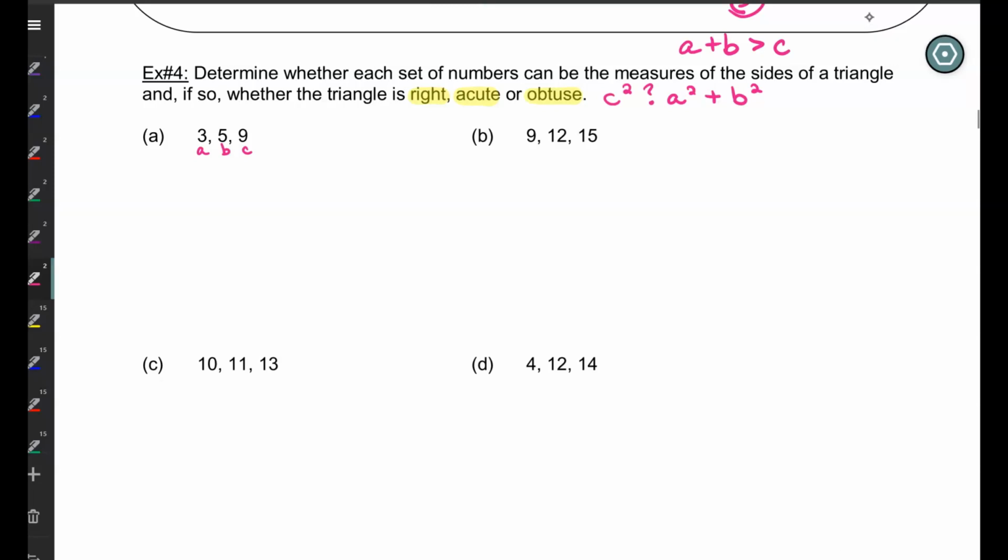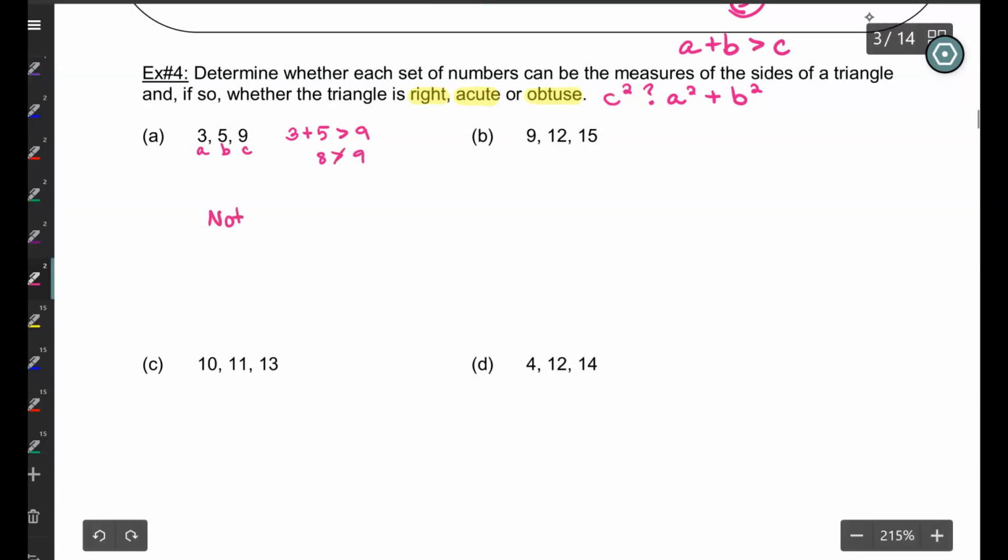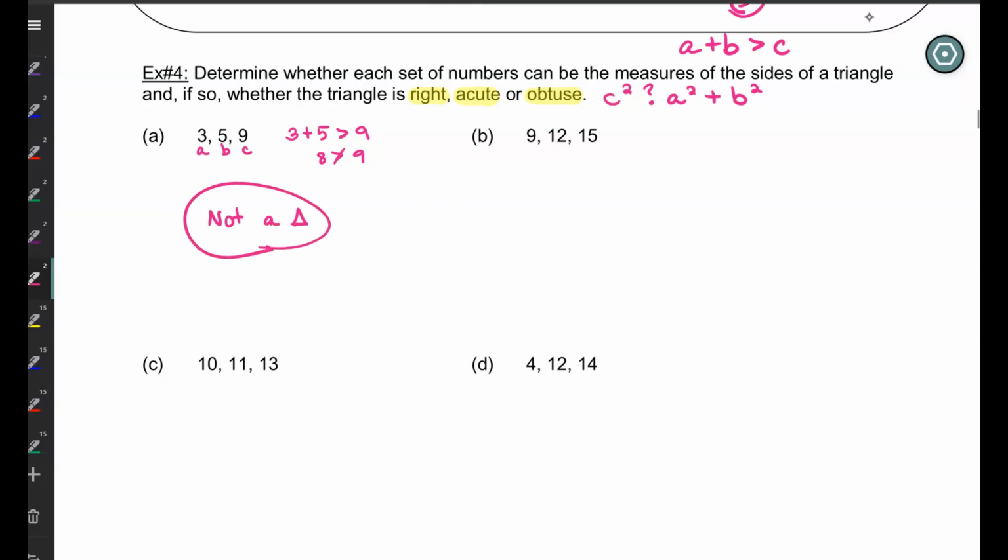So first thing, are the two shorter sides greater than the third side? No. So this is not even a triangle, and therefore we're done. We can't tell if the triangle is acute, right, or obtuse if it's not even a triangle. Next one, we have 9 and 12. That's greater than 15, so it is a triangle.